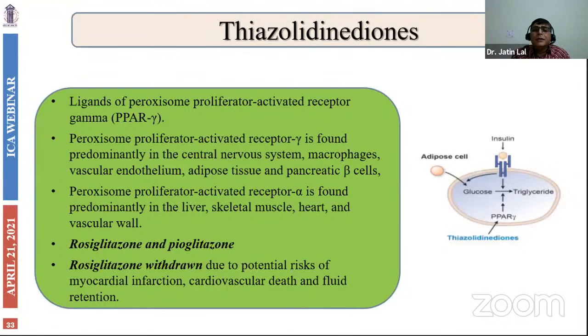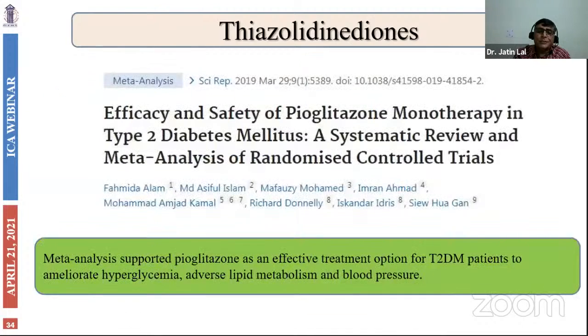Coming to another group of drugs, the thiazolidinediones. These are ligands of peroxisome proliferator-activated receptor gamma, which is found predominantly in the CNS, macrophages, vascular endothelium, adipose tissues, and pancreatic beta cells. Two agents are available, rosiglitazone and pioglitazone. However, rosiglitazone was withdrawn due to potential risk of myocardial infarction, cardiovascular death, and fluid retention.